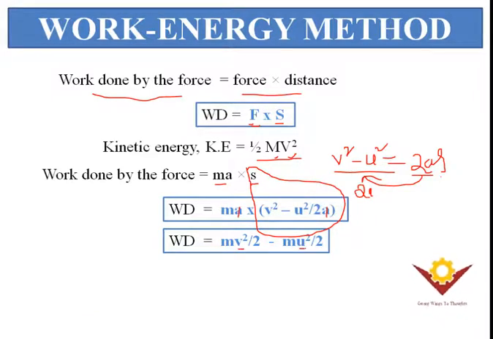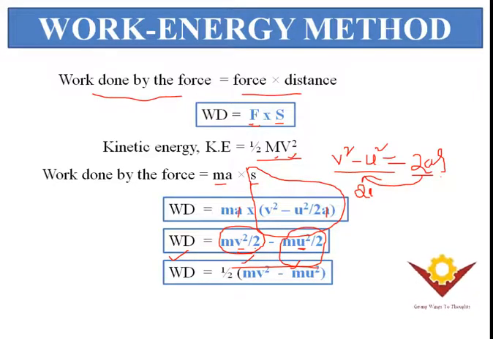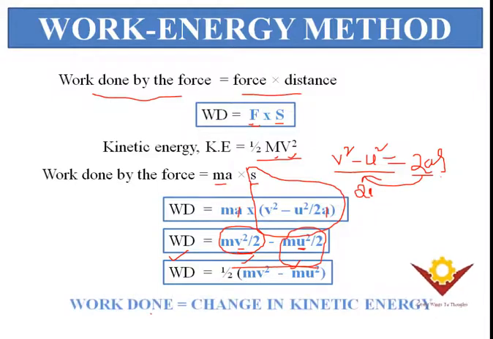What is this v? Final velocity. U is initial velocity. This first component will be your final kinetic energy, and this component will be your initial kinetic energy. So the work done is equal to final kinetic energy minus initial kinetic energy. Simply we can say it as change in kinetic energy. If you take 1/2 m as common, you get 1/2 m into v square minus u square. Finally you can say work done is equal to change in kinetic energy.